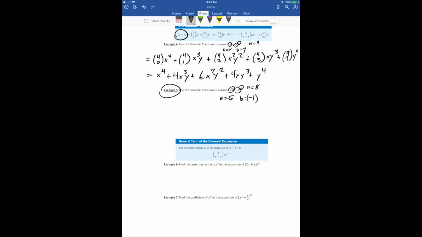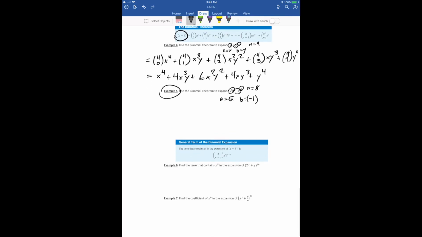What if I just want a single term, though? What if I want a particular term and I don't actually want the entire expansion, or I don't have the time to work out the entire expansion for a power? Well, luckily, we can figure that out. There's another formula. The term that contains a to the r power in the expansion of a plus b to the nth is n choose n minus r times a to the r power times b to the n minus r power.